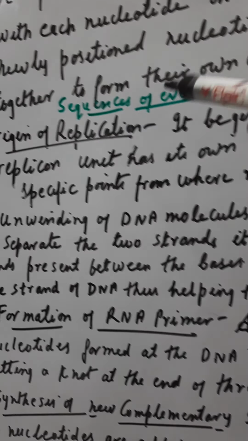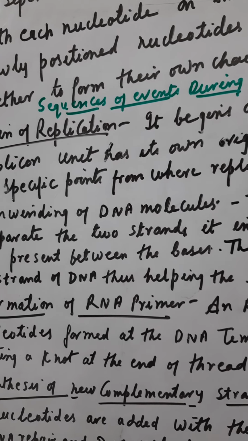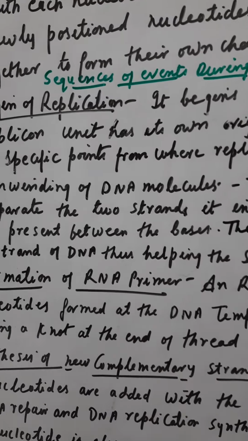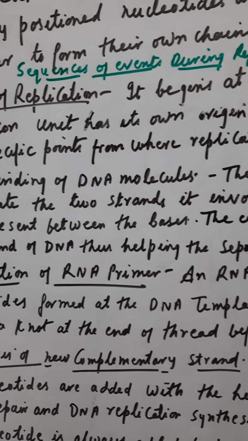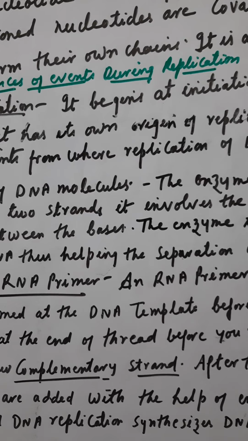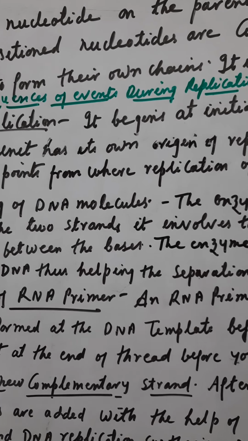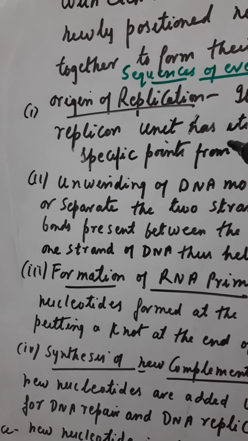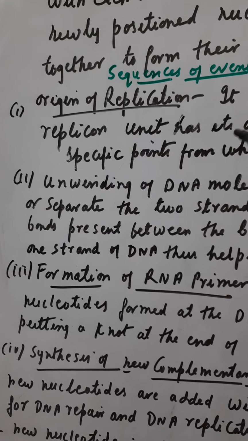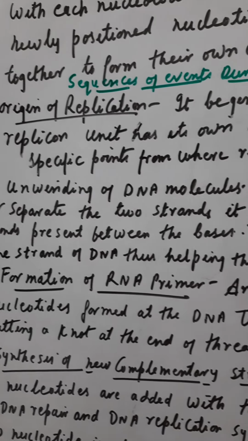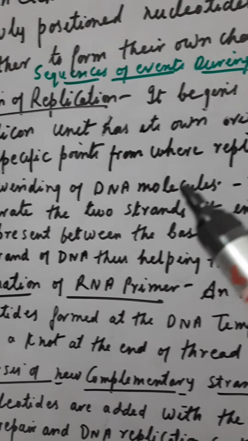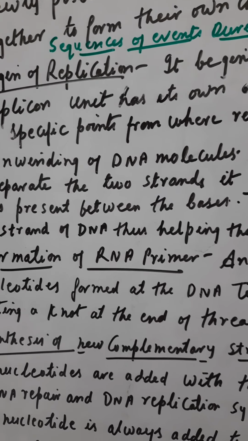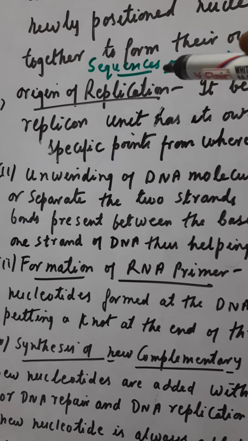Then, when the sequence of events during replication is considered, first is the origin of replication. There are a number of specific points from where the replication of DNA begins, at the initiation site, which is called the origin. The unit which is going to be replicated is the replicon unit, and it has its own origin of replication. This is the origin of replication, the first point.